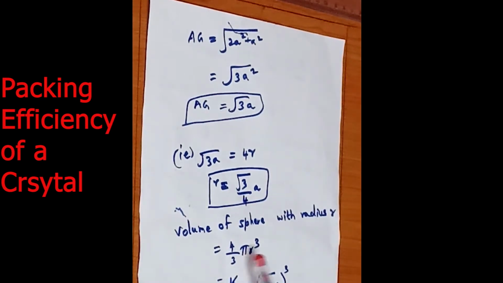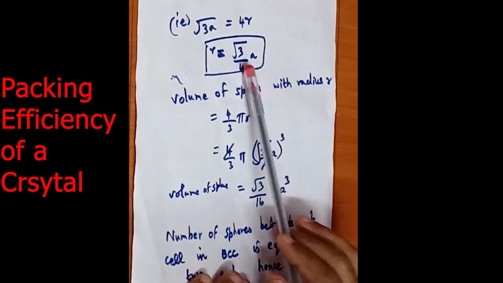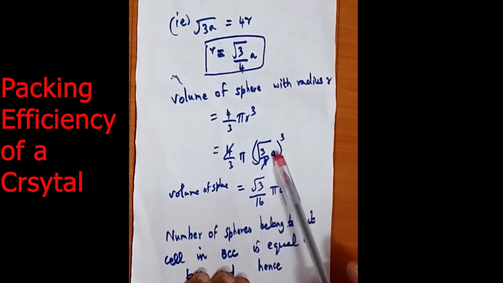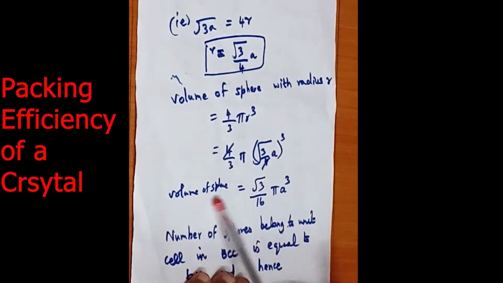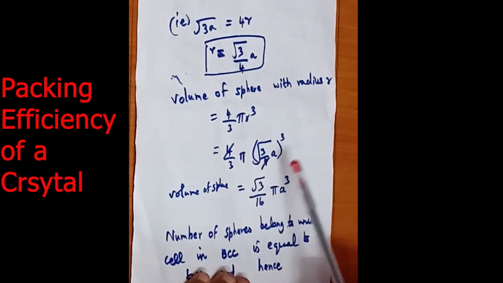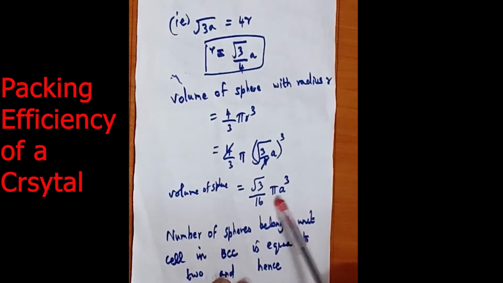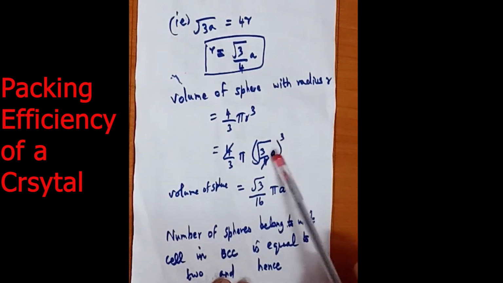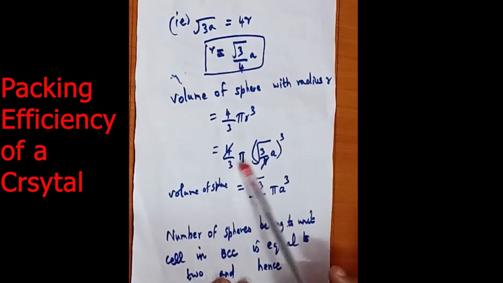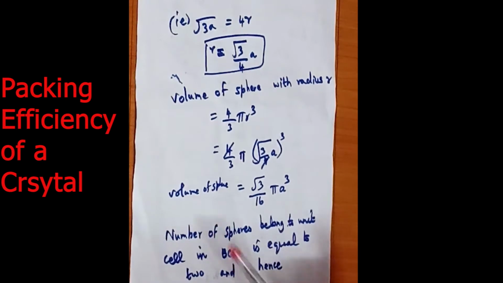Volume of the sphere with radius R we know is equal to 4 by 3 pi R cube. So here the R value is root of 3 by 4 A, cubed. So here 4 and 4 will get cancelled. So volume of sphere will be root of 3 by 16 pi A cube. Then 4 into 4 is 16. So the value will be root of 3 pi A cube by 16. So volume of the sphere is this. So the number of spheres which belong to the unit cell in body centered cube is equal to 2.